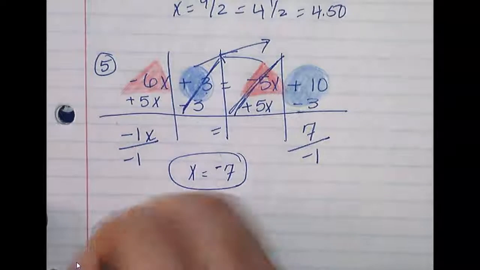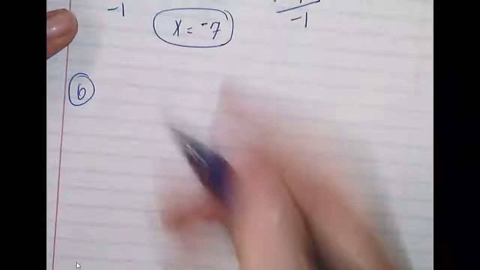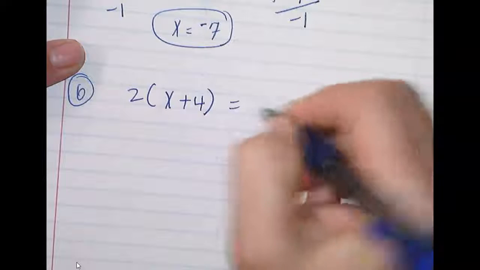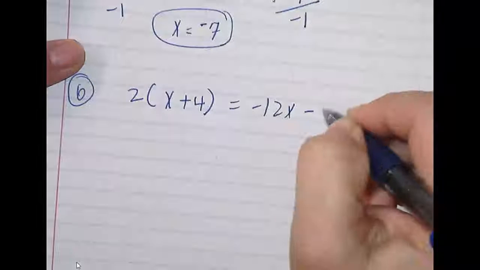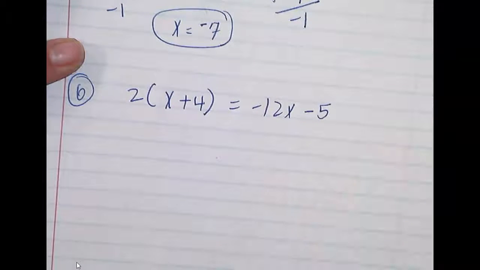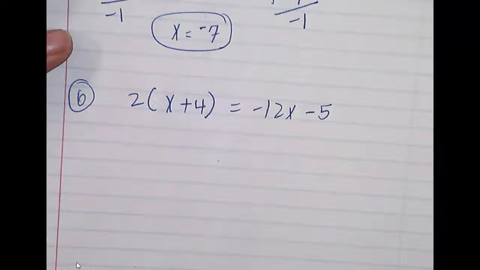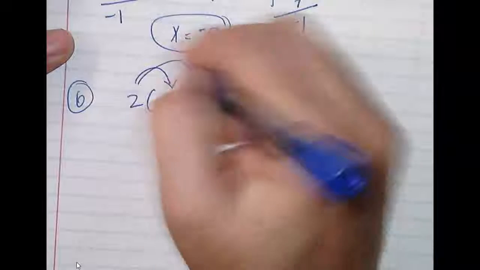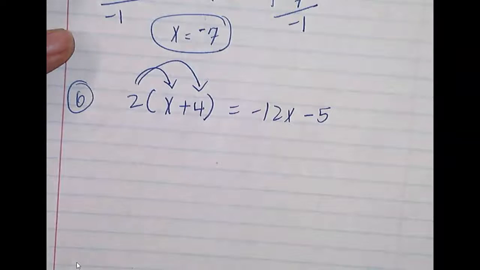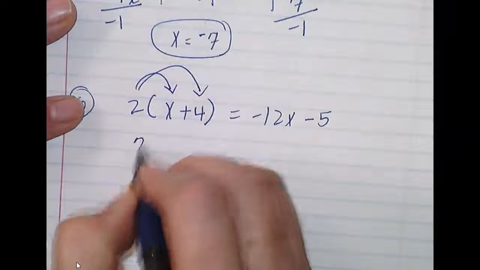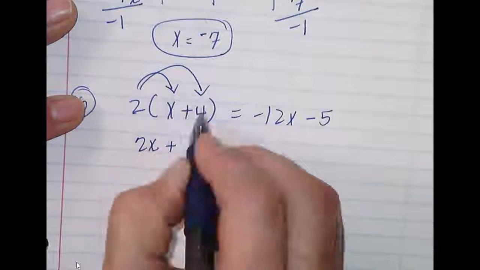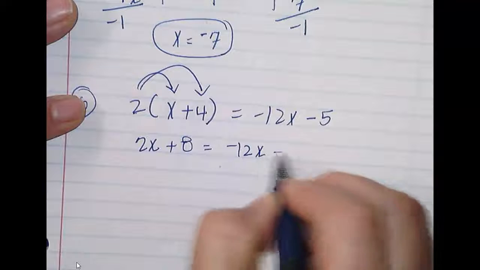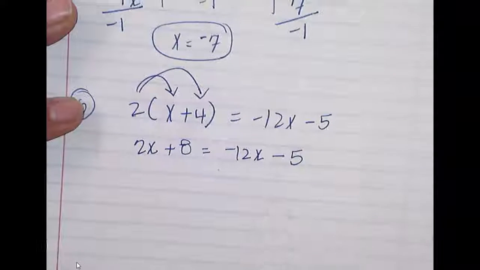Question 6, last one. What if I gave 2 parenthesis x plus 4 parenthesis equals -12x minus, I don't know, 5. I gave you a hard one. I've been doing too many easy ones. Distributive property, it's kind of the rainbow thing. 2 times x and 2 times 4. What's 2 times x? 2x. What's 2 times 4? 8. -12x minus 5. Technicality plus -5.